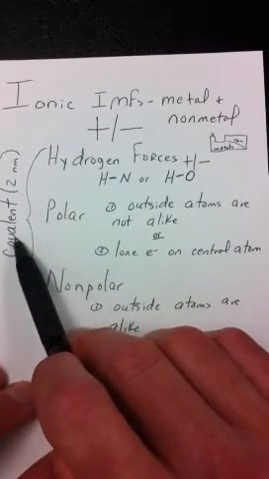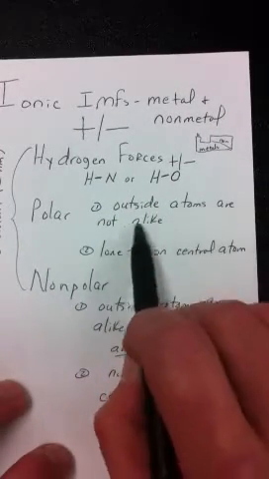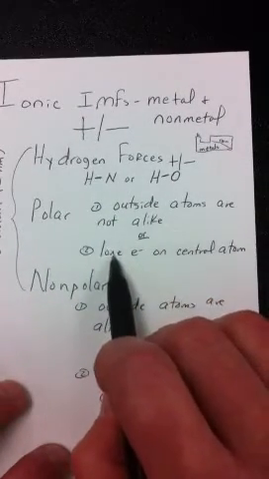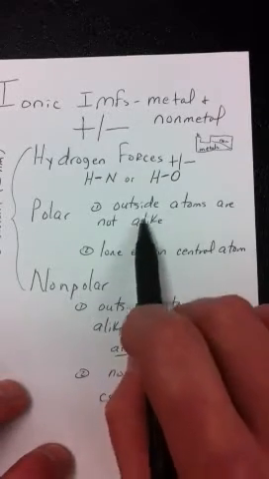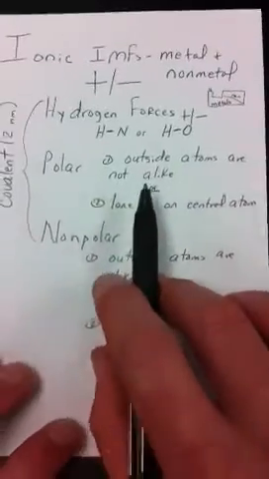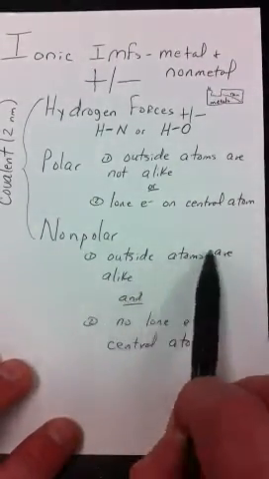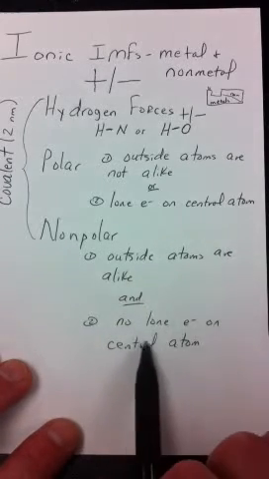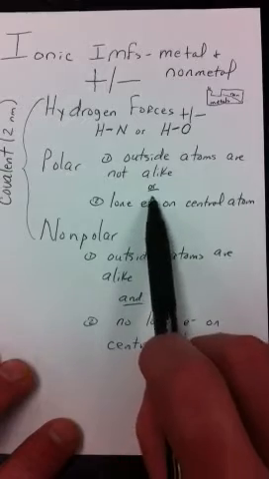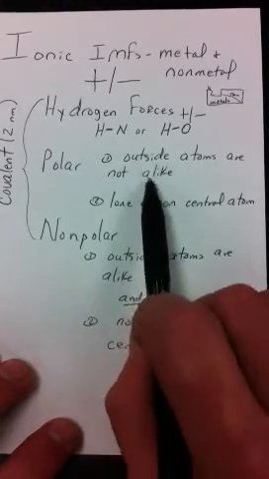This occurs when you have covalent compounds, and this occurs if the outside atoms are not alike or if you have lone electrons on the central atom, and you would know this by drawing the Lewis structure. Nonpolar forces. These occur when the outside atoms are all alike and you have no lone electrons on the central atom. So here is an or, here is an and. You have to have both of these. Here you can have either one.